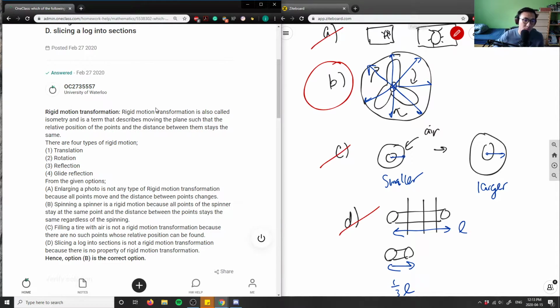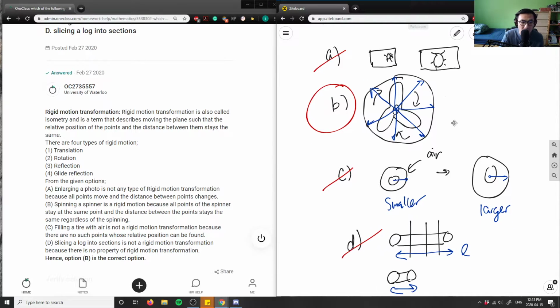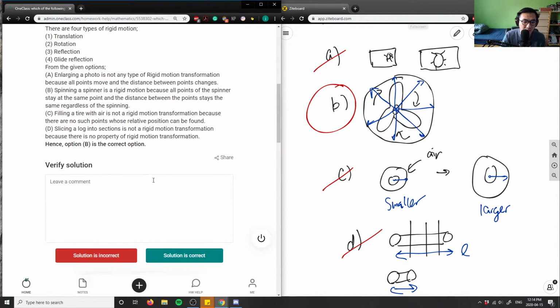So let's look over here. Rigid motion transformation is also called isometry, a term that describes moving the plane such that the relative positions of the points and distances stay the same. There's translation, rotation, reflection, and glide reflection. In this case, B here is a rotation. I'm rotating on the center here, this is the pivot point. So enlarging your photo is not a type because all points change. Spinning a spinner is rotating, that's good. Filling a tire is not, because there are no points whose relative position can be found, since it's getting bigger and bigger. Slicing a log is not a rigid transformation because it has no property of rigid transformation. There's no translation, rotation, reflection, or glide reflection here. So B here is the correct answer.